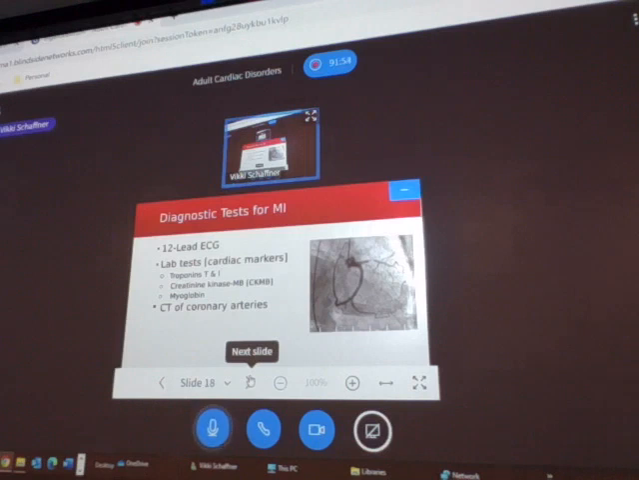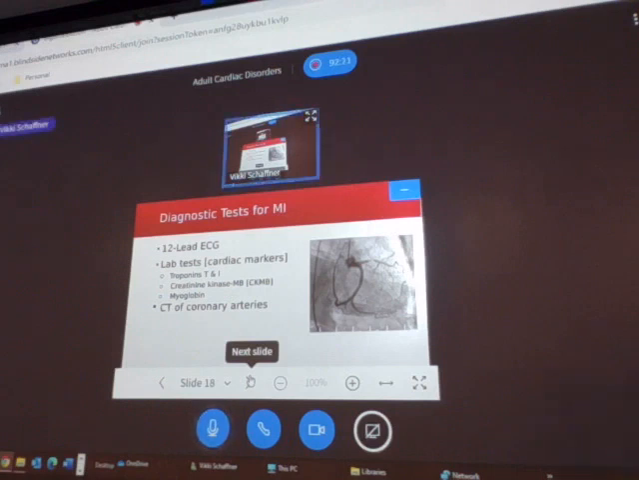So first of all, an ECG is going to let us know if the injury has now infarcted. Not infarcted, but infarcted. And it's going to show those areas that are ischemic.